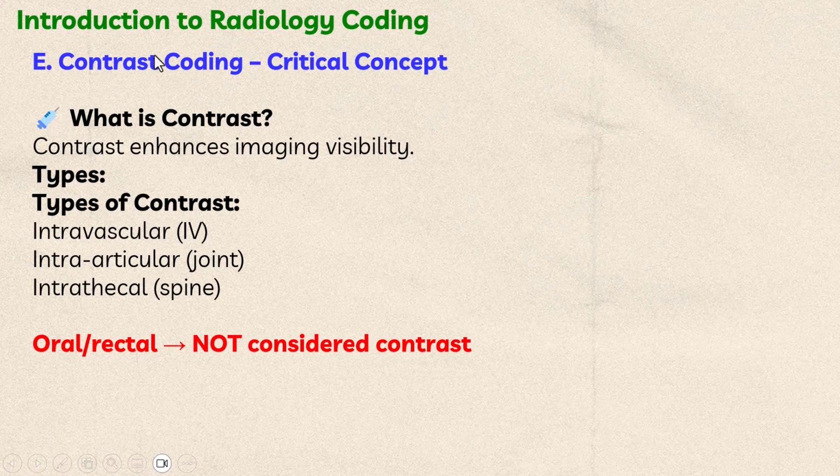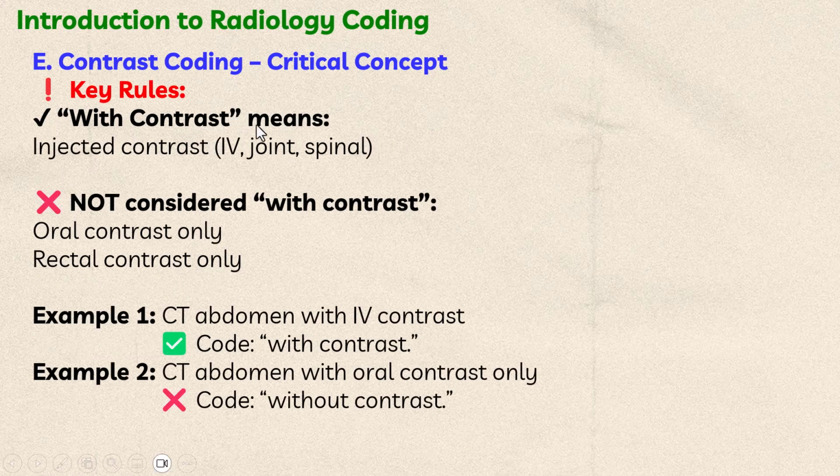Let's look at the contrast in radiology coding. What is contrast? Contrast enhances imaging visibility. So the types are intravascular, that is IV, intra-articular, that is for joints, and intrathecal for spine. But contrast through oral or rectal route is not considered for CPT coding. So in the code description, with contrast means injected contrast, that is IV, joint, or spinal. Not considered with contrast are oral contrast and rectal contrast.